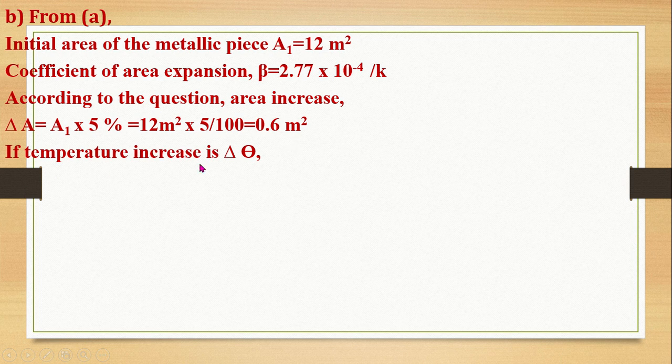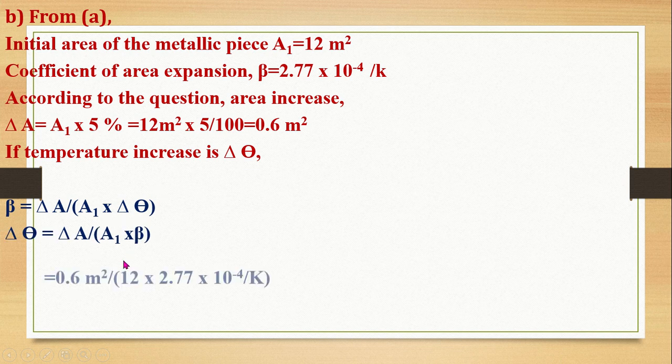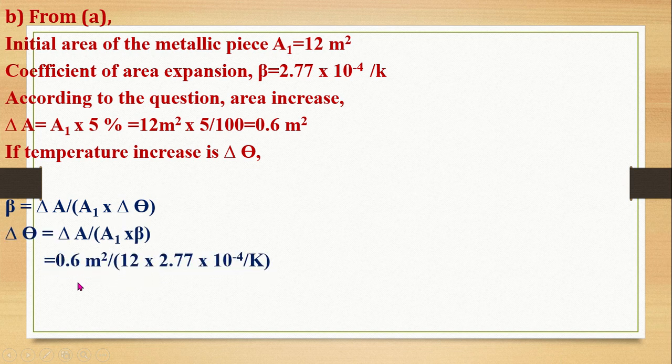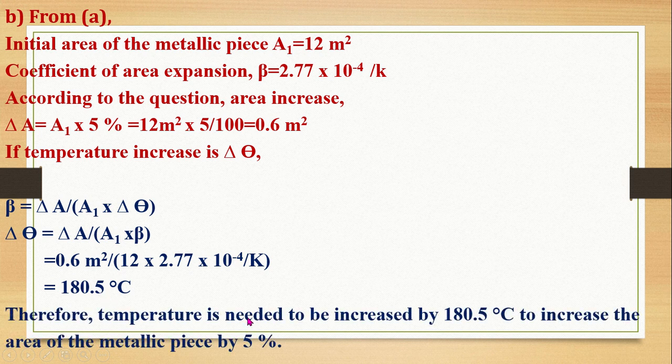If the temperature increase is del theta, then beta equal to del A by A1 into del theta. From here, we can easily find out the value of del theta because we have beta, we have del A, we have A1, but we don't have del theta. So del theta becomes, by putting all the values, 180.5 degrees Celsius. Therefore, temperature needs to be increased by 180.5 degrees Celsius to increase the area of the metallic plate piece by 5%.